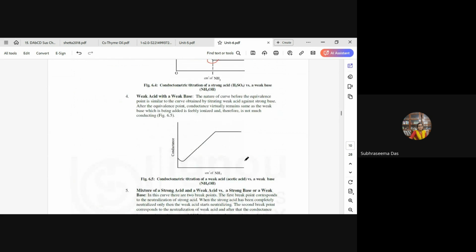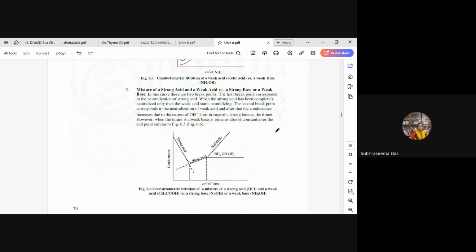Then coming to conductometric titration of a weak acid with a weak base. The nature of the curve before the equivalence point is similar to that of the curve obtained by titrating a weak acid against a strong base. After the equivalence point is reached, the conductance remains the same as for the weak acid, and hence it does not change.